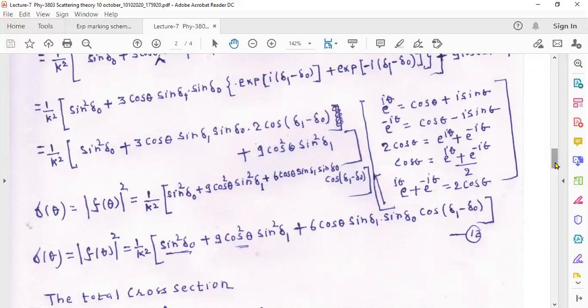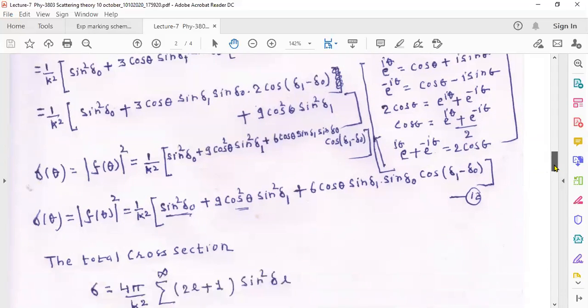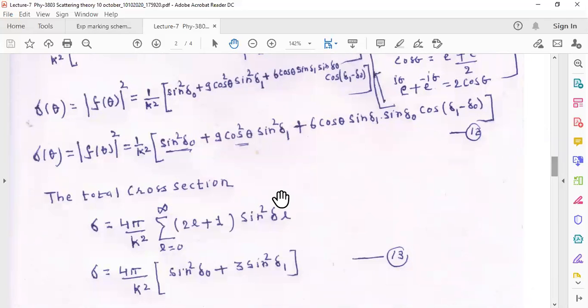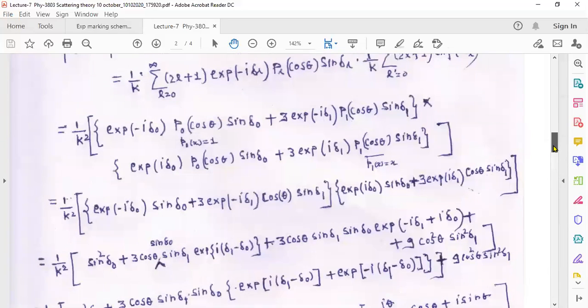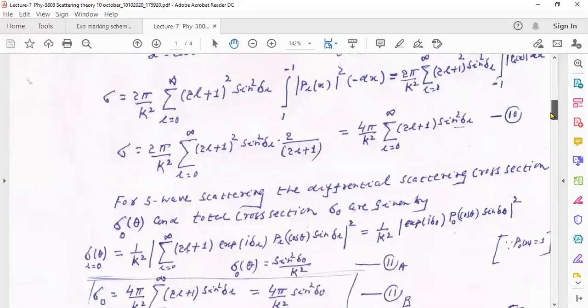Now the total scattering cross section is given by this formula. This is the formula we know. We have defined sigma equal to 4 pi over k square. Look at this expression. We have already calculated 4 pi over k square, sum over l of (2l plus 1) sine square delta, where delta is the phase shift corresponding to the different values of l. So this we know, and I'm writing this value.